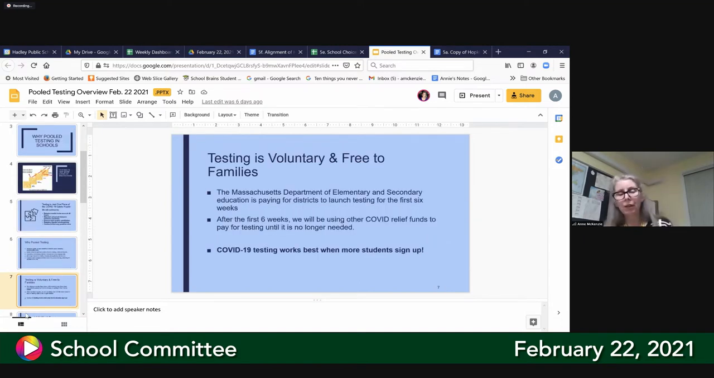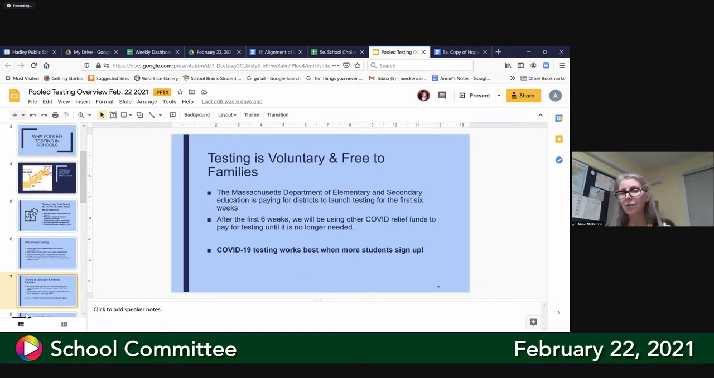The most important thing for folks to understand is that this is entirely voluntary for staff and for students and families. At some point this week, all families will receive an invitation and consent form. These things can be done electronically. If there's any barrier to completing the electronic consent form, we'll work with families on that. So again, it is completely voluntary and people can rescind their consent at any time.